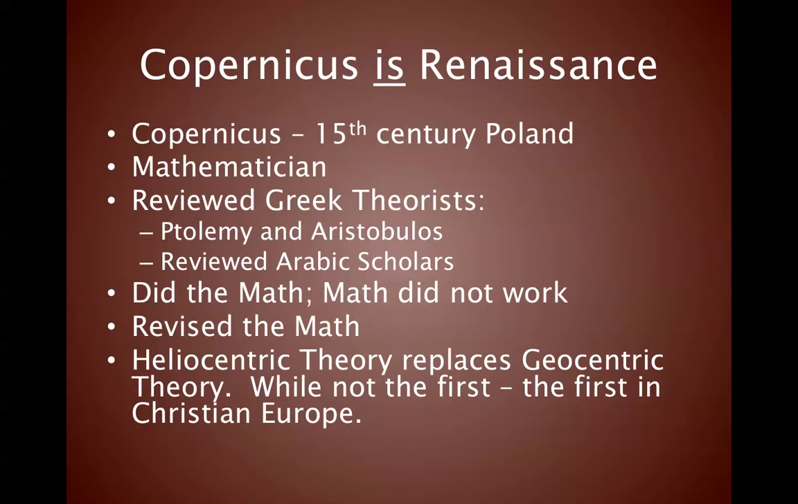So you have here on this list, again, 15th century Poland. He's a mathematician. He was able to review the work of ancient scholars and medieval scholars. He revised the math, and he came up with what we now accept as the heliocentric thesis or the heliocentric theory. Again, we have more to say on this, and please read your McClellan and Dorn. This is just an introduction to the Renaissance and the Reformation and the scientific revolution. But here we are. As you'll recall, Copernicus was not the first to say that the sun is the center of our universe, but rather the first in Christian Europe to claim this.